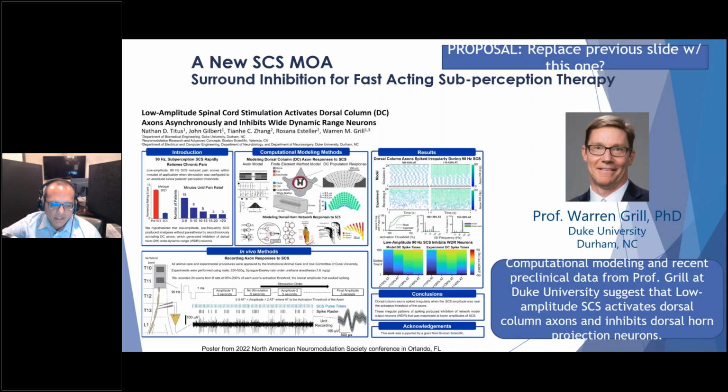This is a very busy slide. This slide was presented at NANS in 2022. The takeaway from this slide is that low amplitude spinal cord stimulation will activate the dorsal columns asynchronously and inhibit the wide dynamic range neurons. I will go into more detail on that mechanism in the coming slides. But really the takeaway is that surround inhibition works at those wide dynamic range neurons, the second order neurons, to dampen their firing to decrease pain signaling.